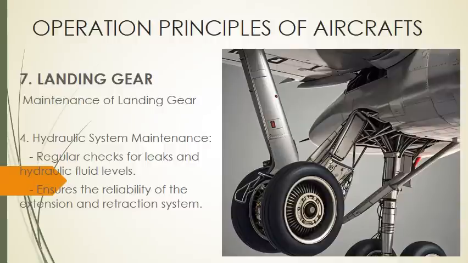Number 4, we have the hydraulic system maintenance. Regular checks for leaks and hydraulic fluid levels. It ensures the reliability of the extension and retraction system. The hydraulic system should be checked regularly. All the connections and everything should be checked. Check for leaks and also check the hydraulic fluid levels. The fluid level should be topped up when necessary so that the hydraulic system can be in optimal condition. This is to ensure the reliability of the extension and retraction system.